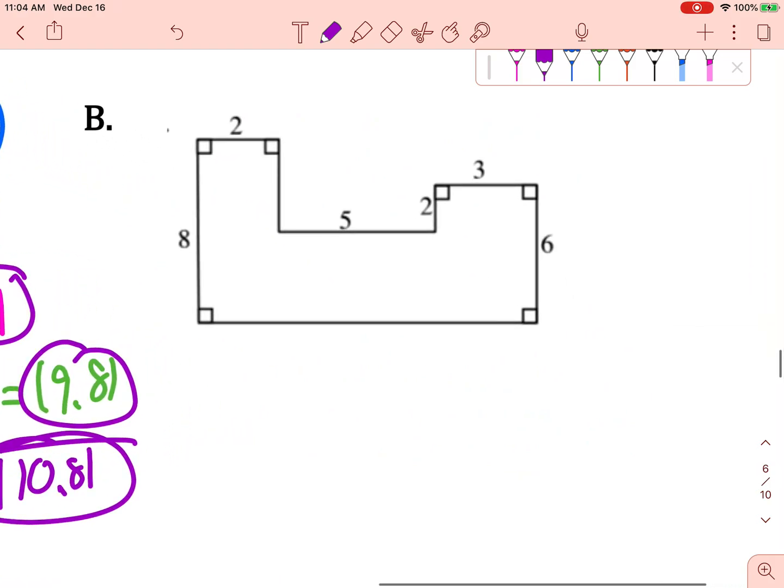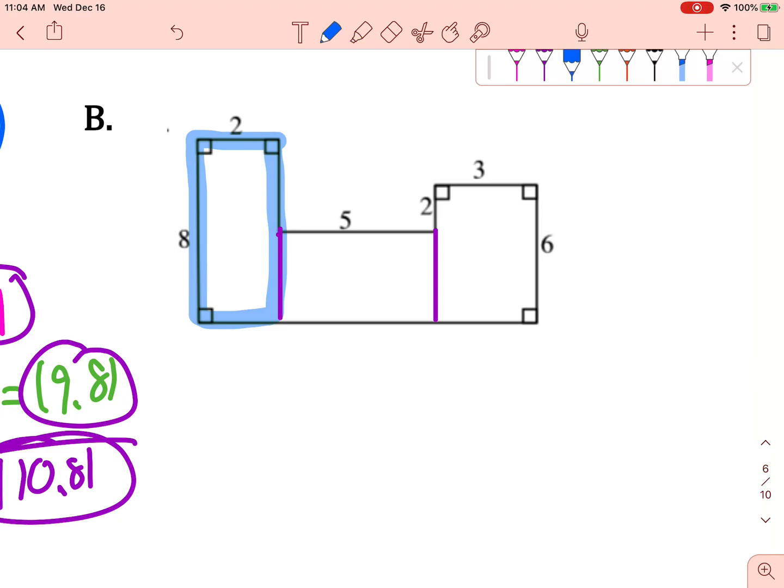Okay, for B, I'm going to split this up again, and there's plenty of different ways you can do this, as I showed you in the first one. Okay, I'm splitting this up into 3 rectangles. This is how I saw the rectangles. Could you have split the rectangles going this way? Absolutely. Okay, so I'm going to find 3 different rectangles.